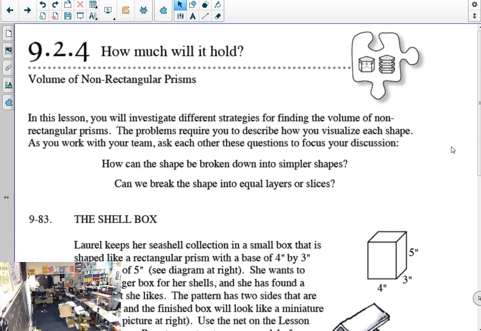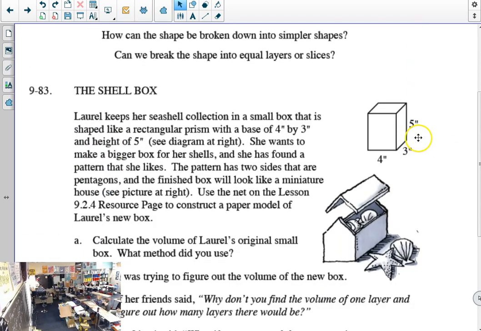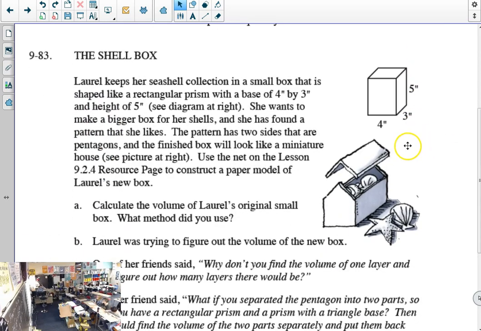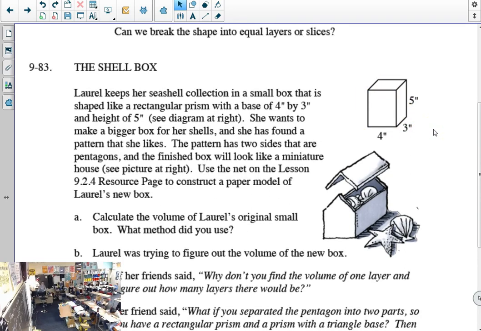So we start with Laurel's shell box collection that she had been keeping in a box like this. To review what we learned yesterday, if we just have a rectangular prism, and we could look at the cube, where neither of these really look right to scale, how would we find the volume of a rectangular prism like a box? Not a cube, but just any box. Length times width times height.